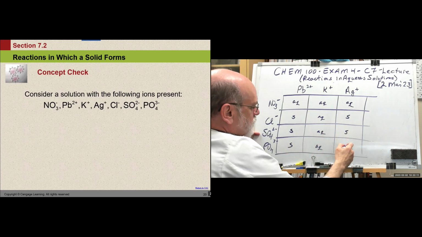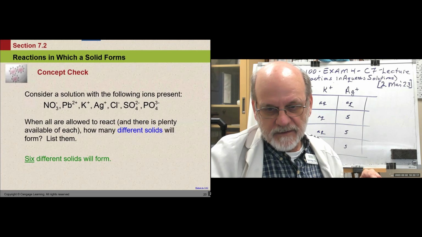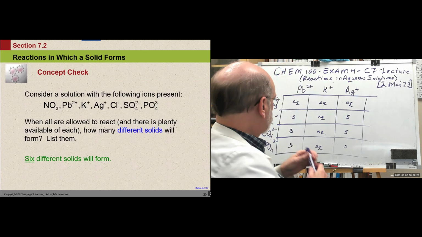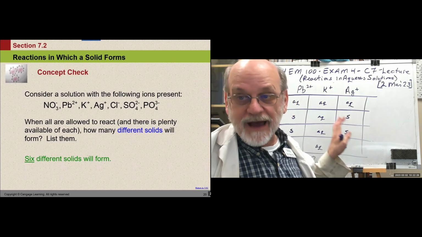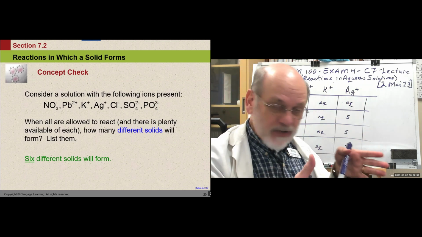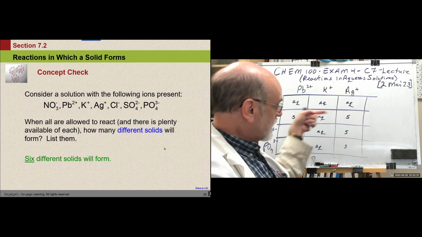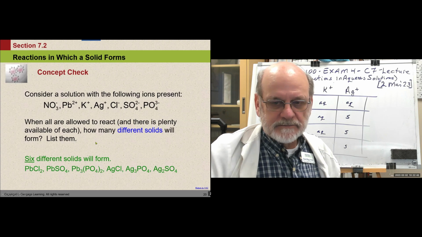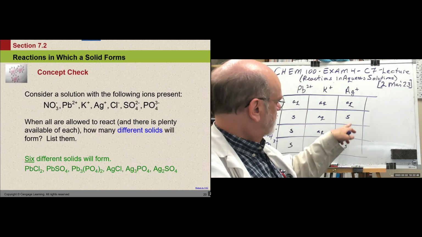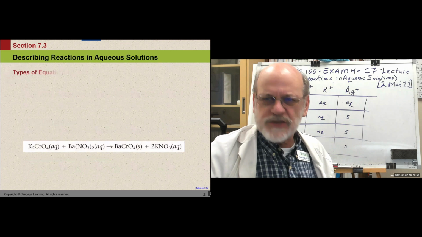This one forms a solid, and this one forms a solid, I think. Let me check. It says 6 different solids form. Okay, I've got 1, 2, 3, 4, 5, 6. Those are the solids that form. Now, I happen to know that, but you can look it up in your chart. Just cross the cations and anions and find if they're soluble. Simple as that. Yep, all the silvers. Okay, just checking myself.